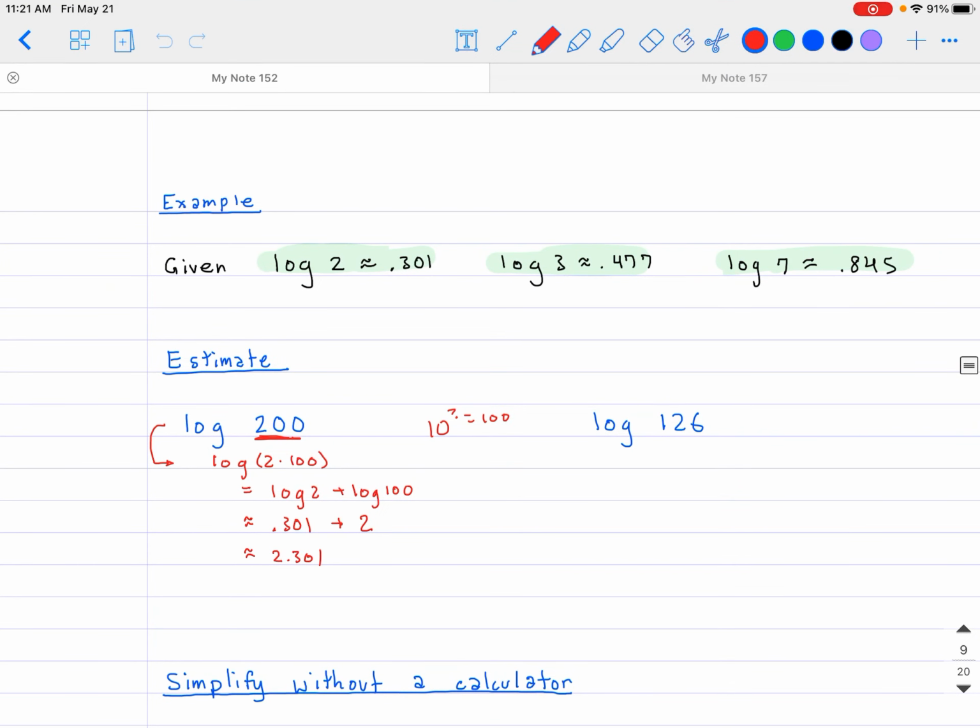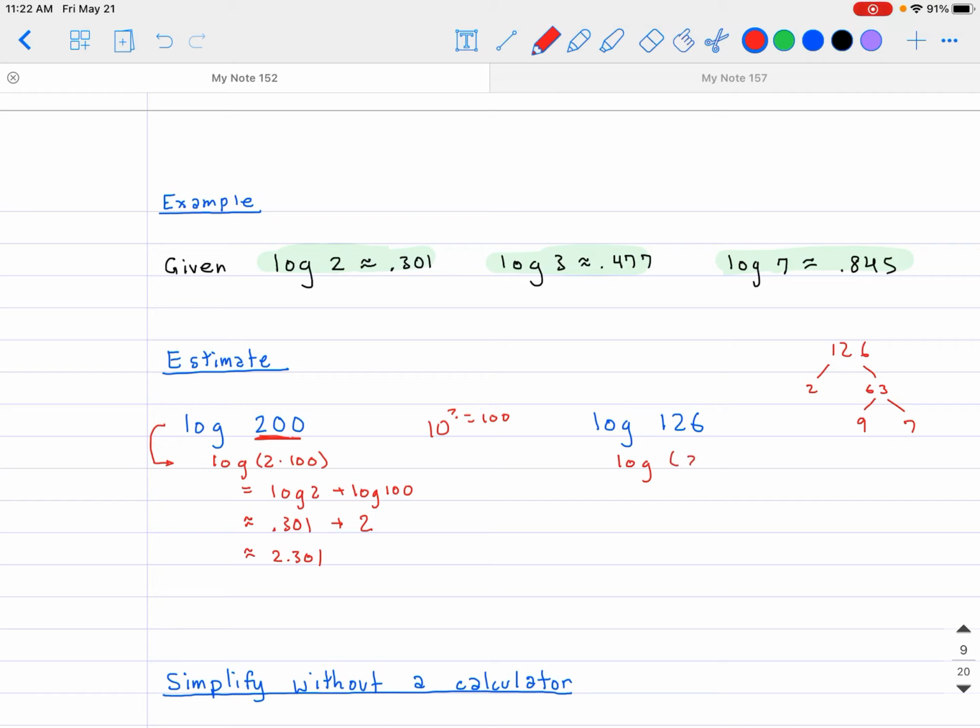Now the next one over here, the log of 126, do the same idea. Take that 126 and try to prime factorize it as much as possible. So let's see, 126, I know it can be divided by 2. So the next one is going to be equal to 63 over here. 63, that goes into 9, and then that's 7. So that right there should work out.